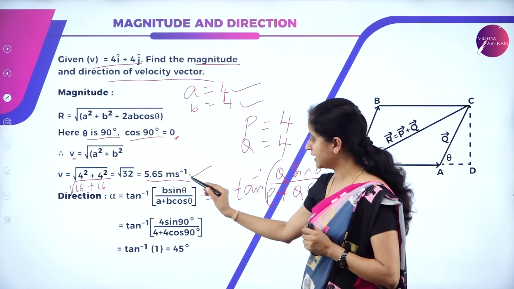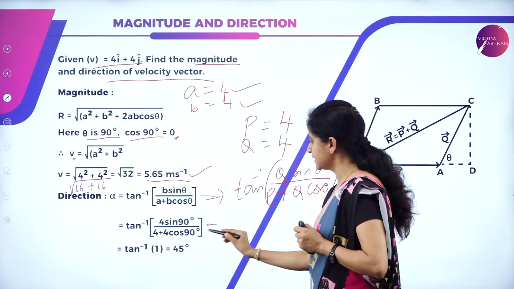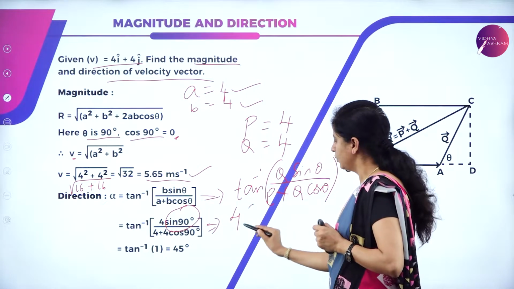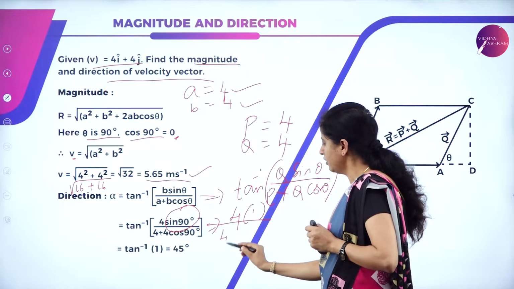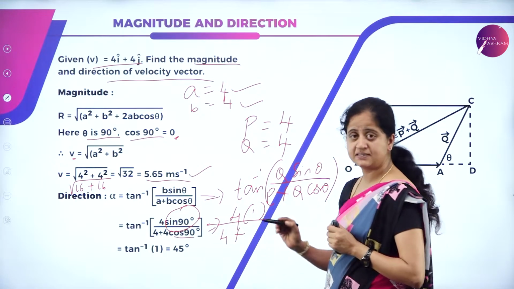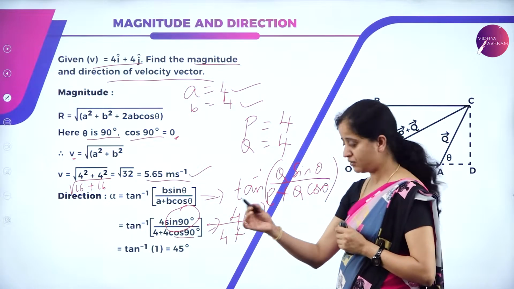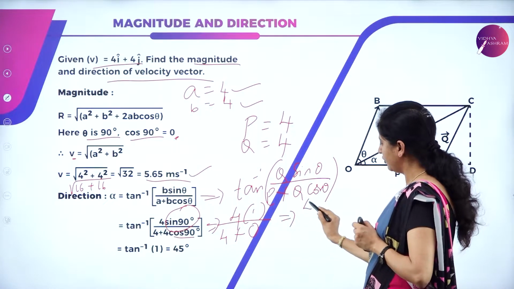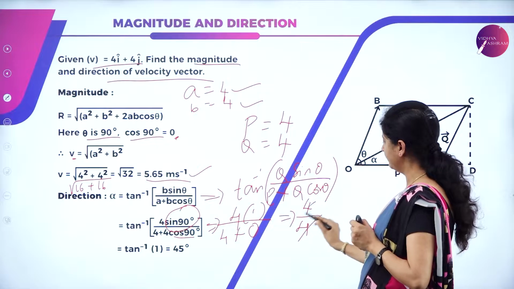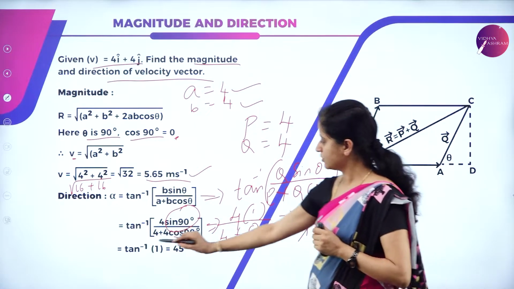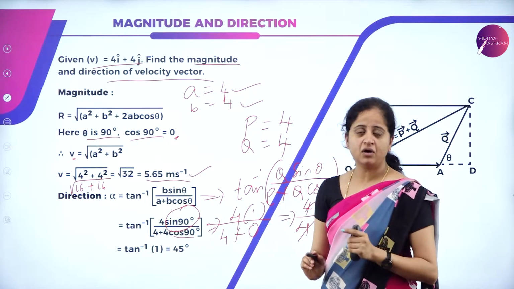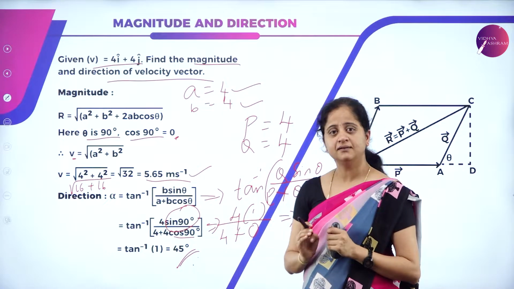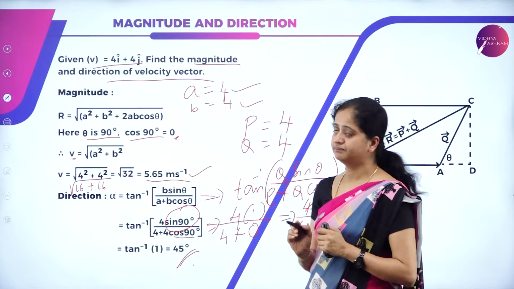What is the value of sin 90? It is 1. So this expression will become 4 into sin 90 value is 1, divided by 4 plus cos 90 value is 0. 0 into 4 is 0 again. So this will be 0 and hence we will get 4 divided by 4 and the value is 1. So tan inverse of 1, the value of tan inverse of 1 is 45 degrees. So this is the direction of the given vector.